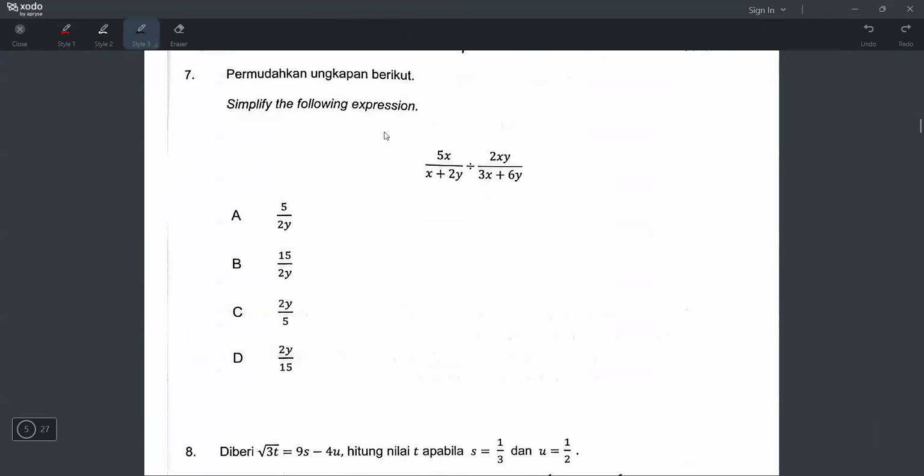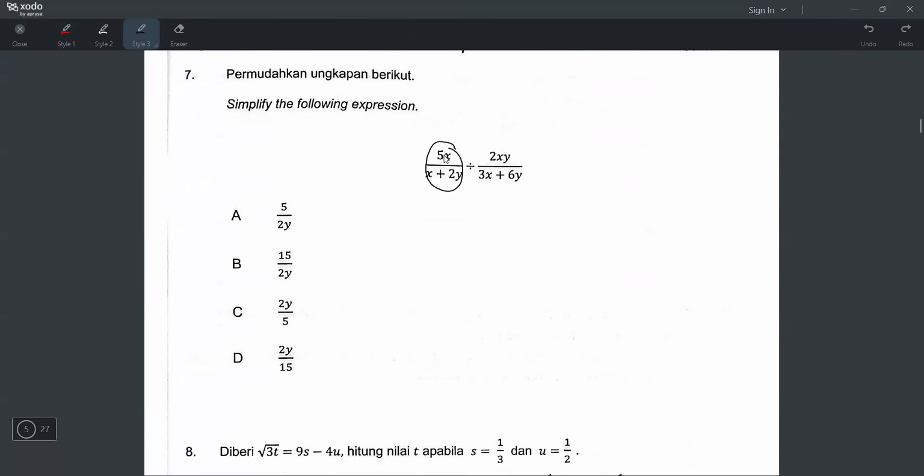Okay, this is also a lower form question. So the way we do this is try to factorize. If you can factorize, factorize, and then try to simplify it. Basically just factorize. If you can factorize, factorize. If you can't, simplify as it is.